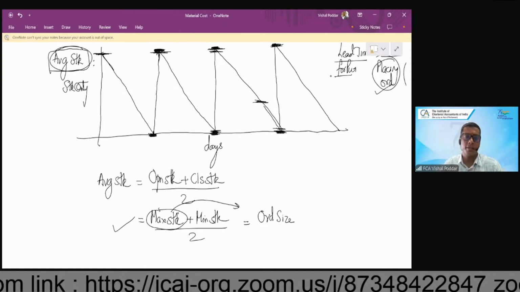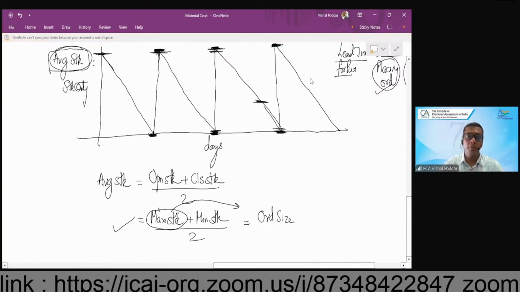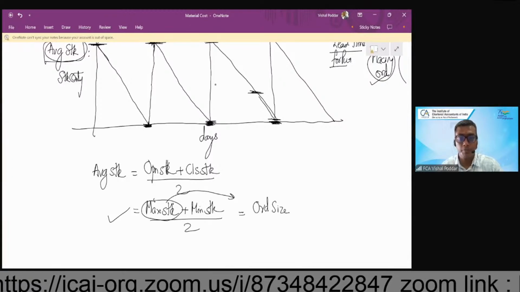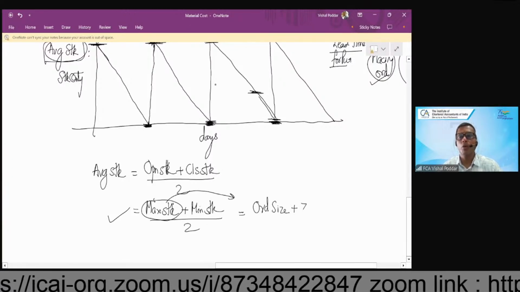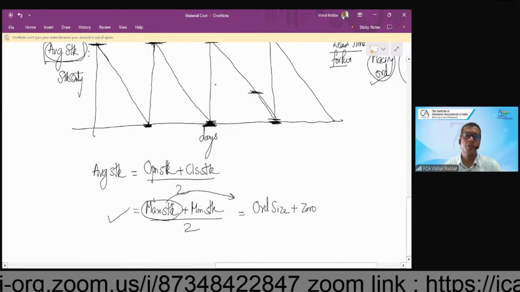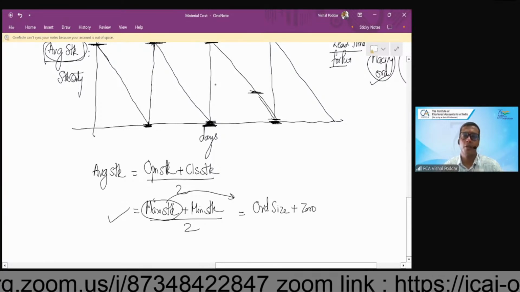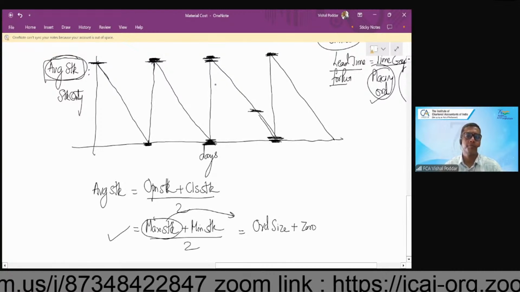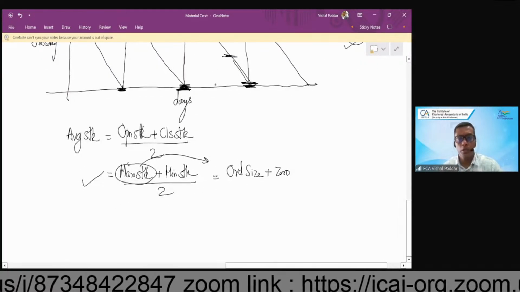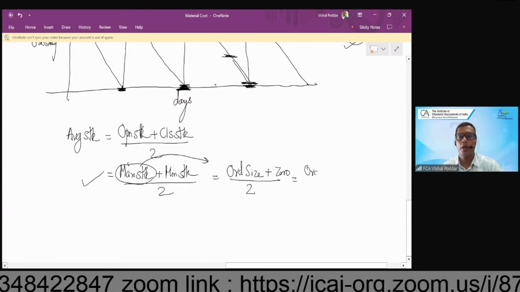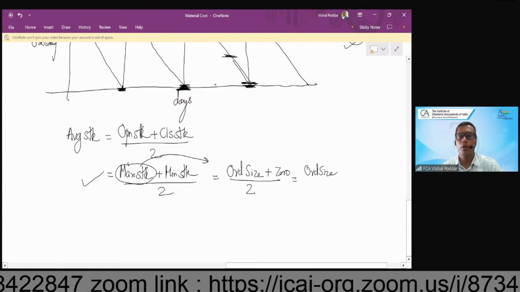Then comes the next. What is next? Minimum stock. Again, from this graph, and because of that assumption, the minimum stock is going to be 0. Because once my present stock level is 0, I receive the next lot. So this is the formula. And the final formula is order size upon 2.